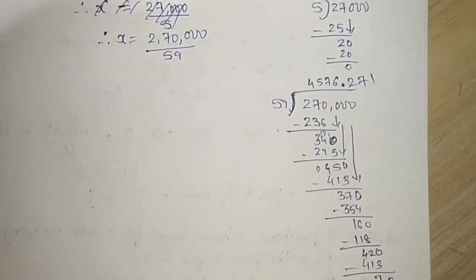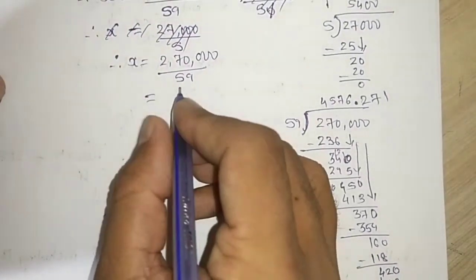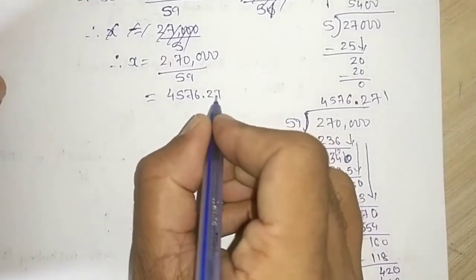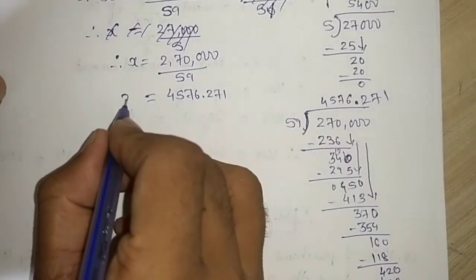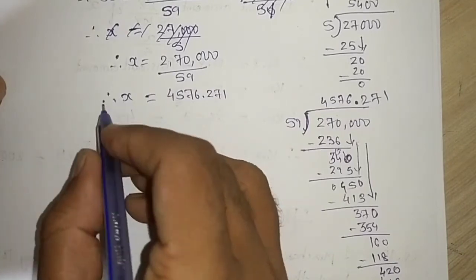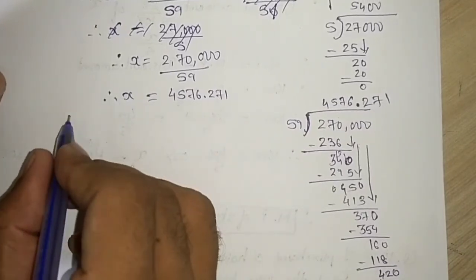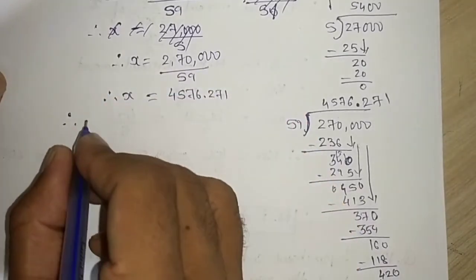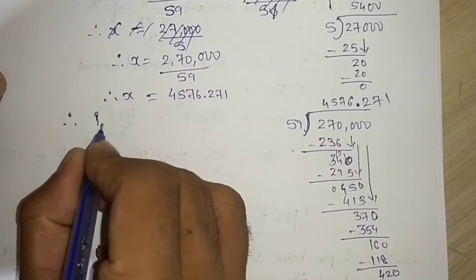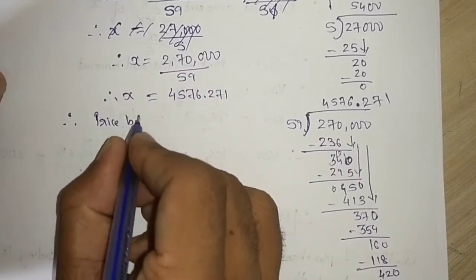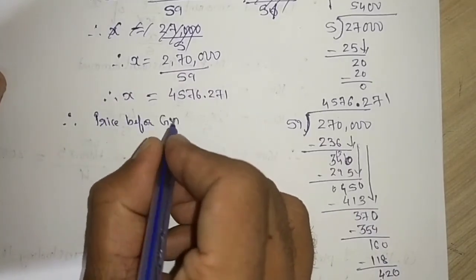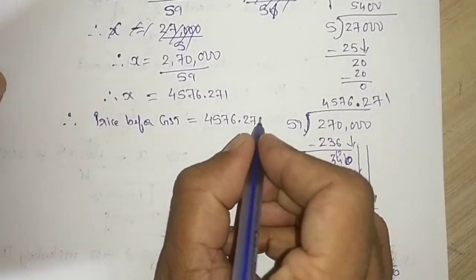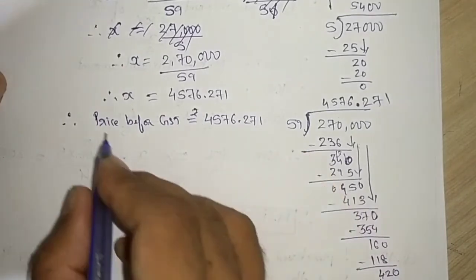Students, so we have got our value, that is 4,576.271. This is our x value. And what is x? X is our marked price before GST. So I will write price before GST is equal to 4576.271 rupees.